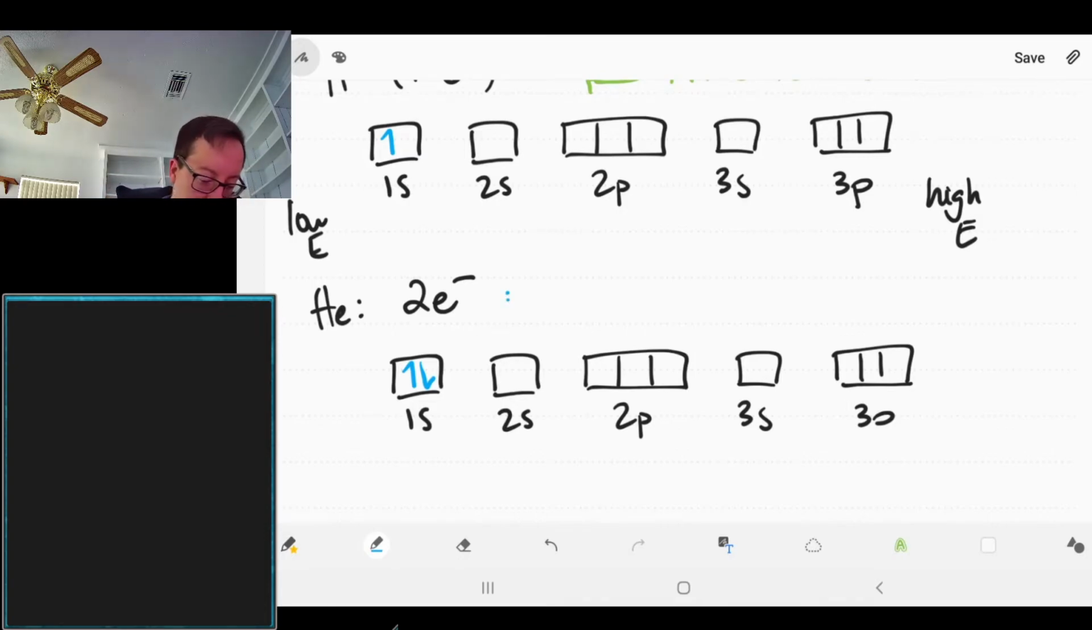So it's got 2 electrons. We know that because its atomic number is 2. And so, I'm sorry, not 2s2. We would describe the electron configuration of helium as 1s2. It has 2 electrons in the 1s orbital.